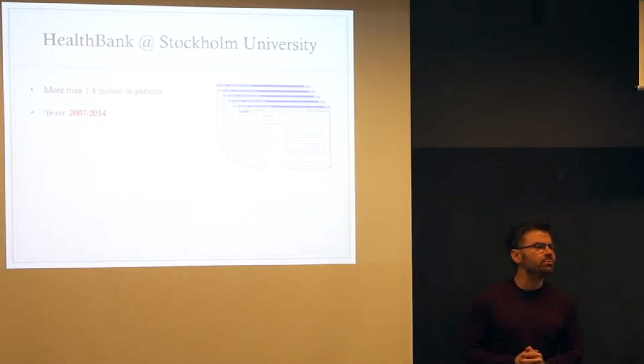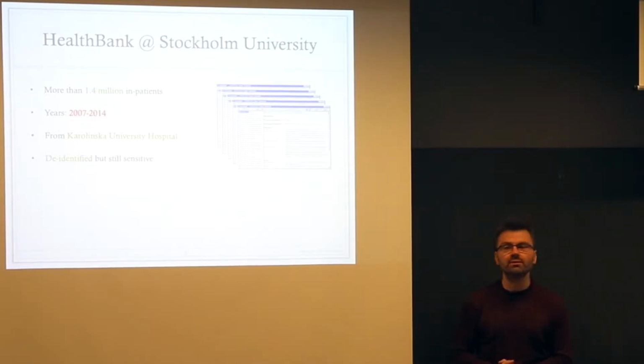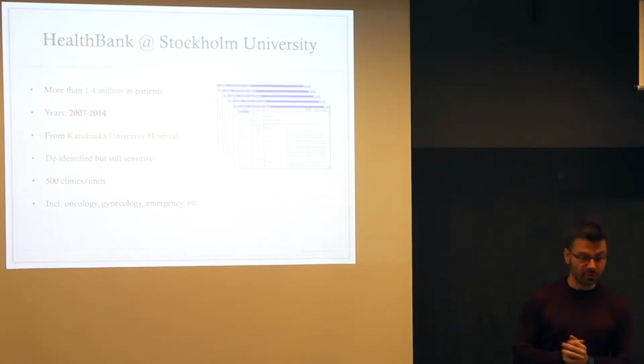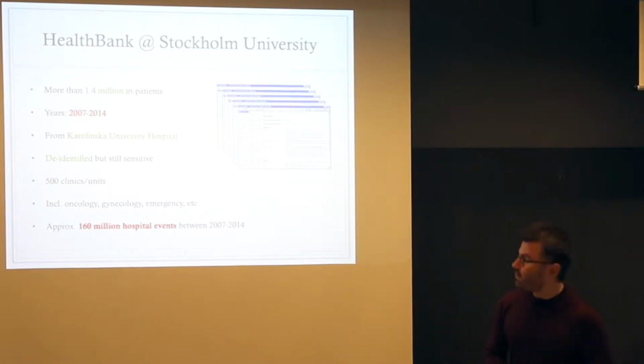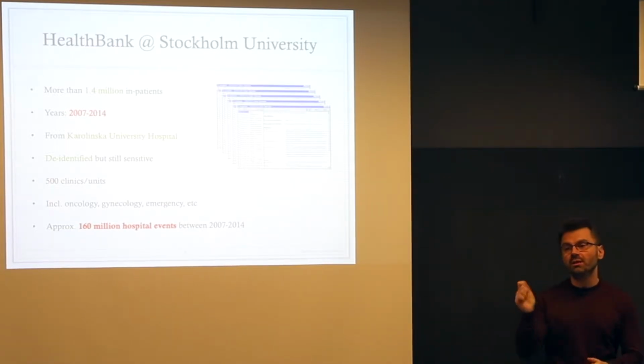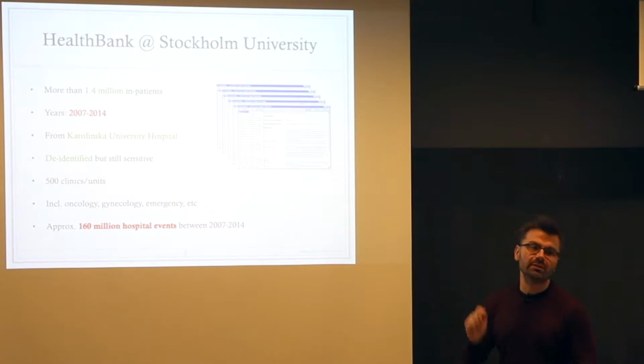It spans from 2007 to 2014. And mainly it is offered to us from the Karolinska University Hospital, pretty much de-identified, meaning the personal number of each patient is removed, and any private information in the text when the doctors write about the patient is also removed. And it covers approximately 500 clinics and units, but it doesn't include the psychiatric clinic, of course, for obvious reasons. And this makes it about 160 million hospital events, where an event is actually either a diagnosis code, a drug prescription, or a test or anything.